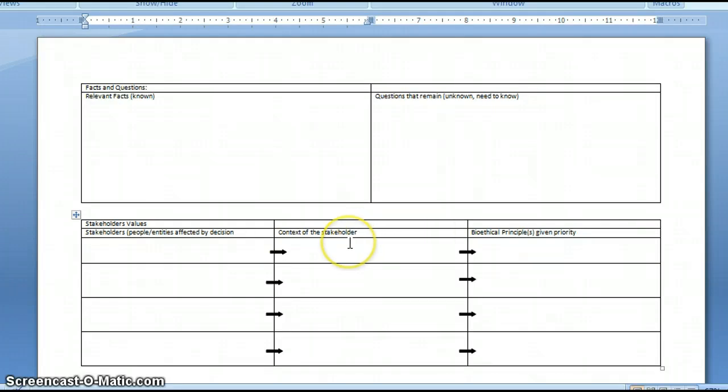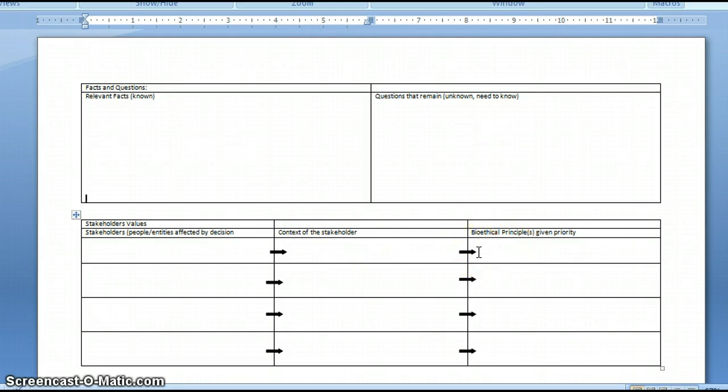Now, what's the context of the stakeholder? Why do they have an interest in this issue? Why does the issue affect them? What is their perspective on the issue? So you need to understand where that group of people is coming from in terms of context and perspective. What or why do they think the way they do, or why are they influenced by this issue?